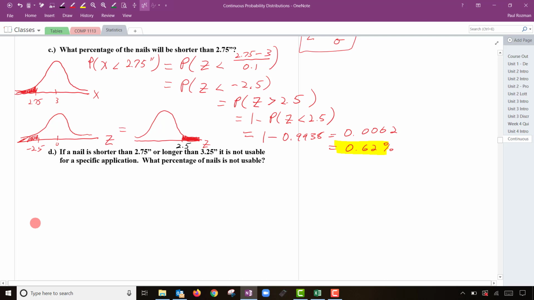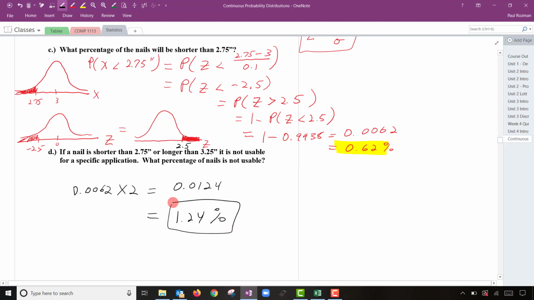Another example. I think we have 2 to go. Hang in there. If a nail is shorter than 2.75, it's no good. If it's longer than 3.25, it's no good. What percentage of these nails are no good? Well, we found the percentage that were too short, and we found the percentage that were too long. The probability was 0.0062 times 2, 0.0124 or 1.24%. 1.24% of our product is outside of whatever specification we have.